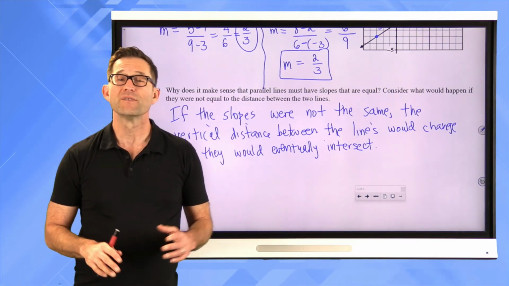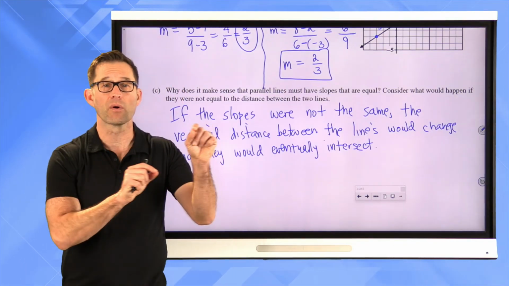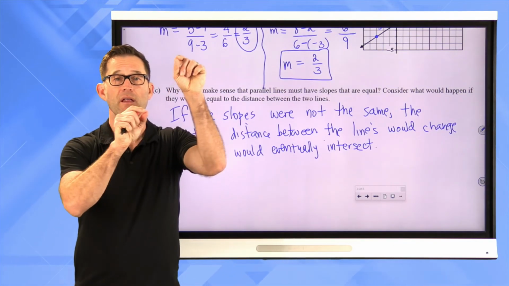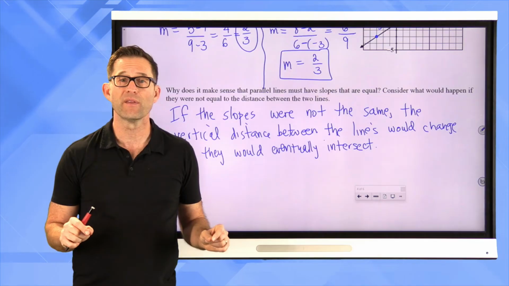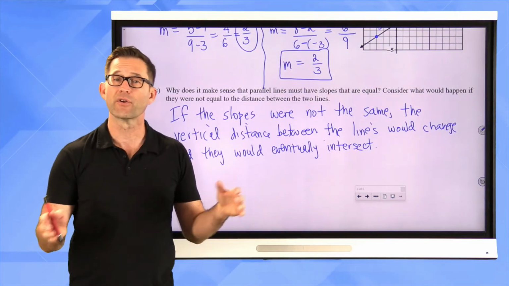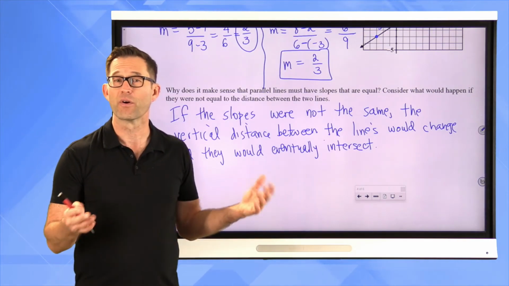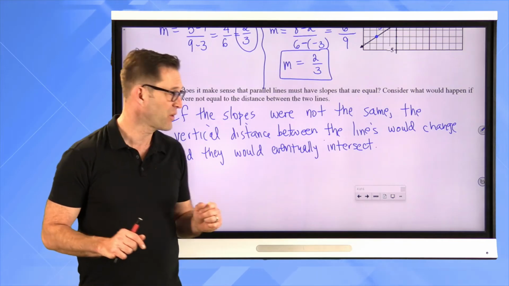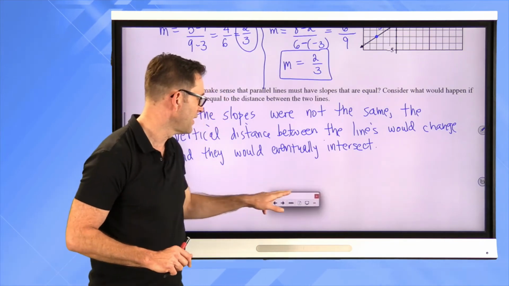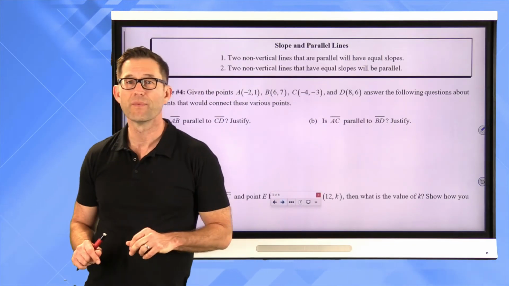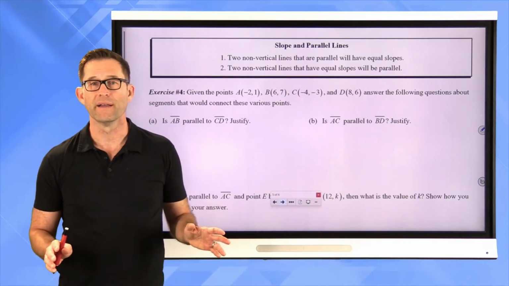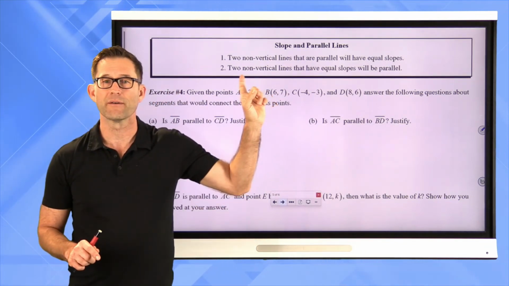All right? So literally the slopes being equal create that constant separation between the two lines, never getting larger, never getting smaller, and therefore never intersecting. Okay, now let's use some slope, right? So slope and parallel lines. Let's talk about this really quick.